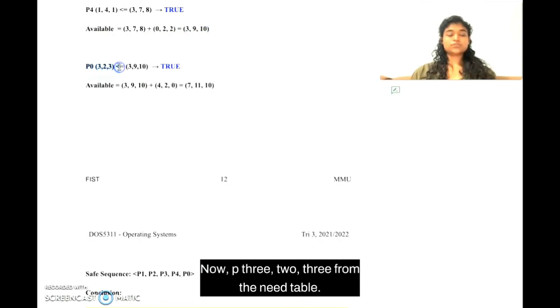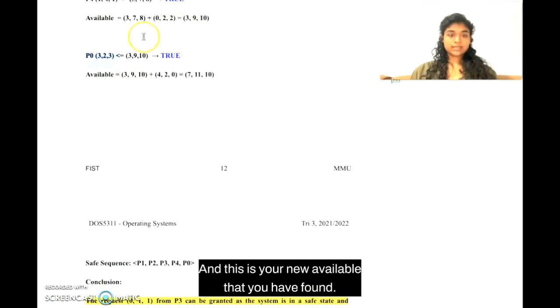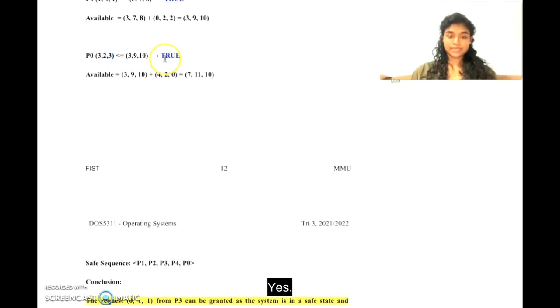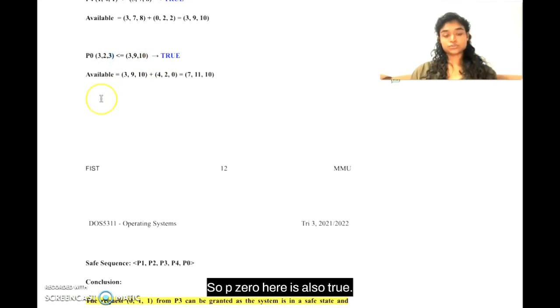Now P0, 3, 2, 3 from the need table. And this is your new available that you have found. Is 3 greater than or equal to 3? Yes. Is 9 greater than or equal to 2? Yes. Is 10 greater than or equal to 3? Yes. So P0 here is also true now.